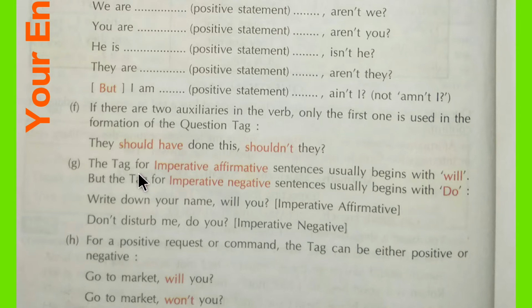Well, this is important: the tag for imperative affirmative sentences usually begins with "will", but the tag for imperative negative sentences usually begins with "do". Okay, write down your name. This is an imperative sentence and this is positive, so we'll start the question tag with "will". But this is "don't disturb", an imperative sentence, but this is negative, so we'll start the tag with "do". Well, so these two lines are clear to you.